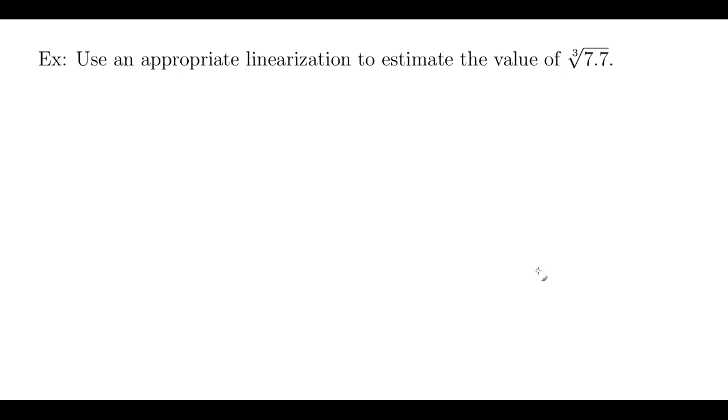Suppose we want to use some sort of linear approximation to estimate the value of the cube root of 7.7. This section introduces two main ways of doing that. One is by constructing a function that is referred to as a linearization, and the other is by using differentials. I will work through both of these in this video. No matter which technique we use, we will need to identify an appropriate function and take its derivative.